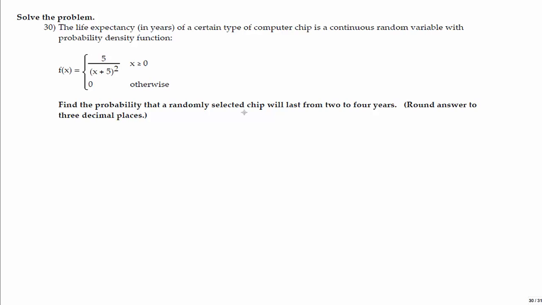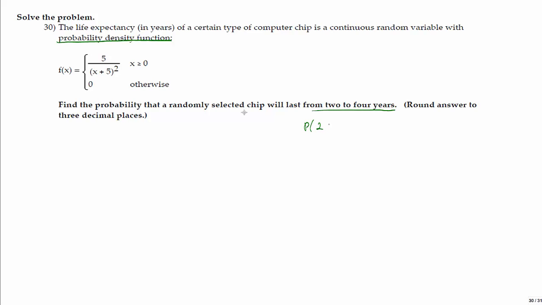The life expectancy in years of a certain type of computer chip is a continuous random variable with probability density function given below. Find the probability that a randomly selected chip will last from 2 to 4 years. Okay, so two key pieces of information: I'm told that this is the probability density function. That means I can use it to find the probability for the life expectancy. And then the question is to find the probability that it will last between, or from, 2 to 4 years.